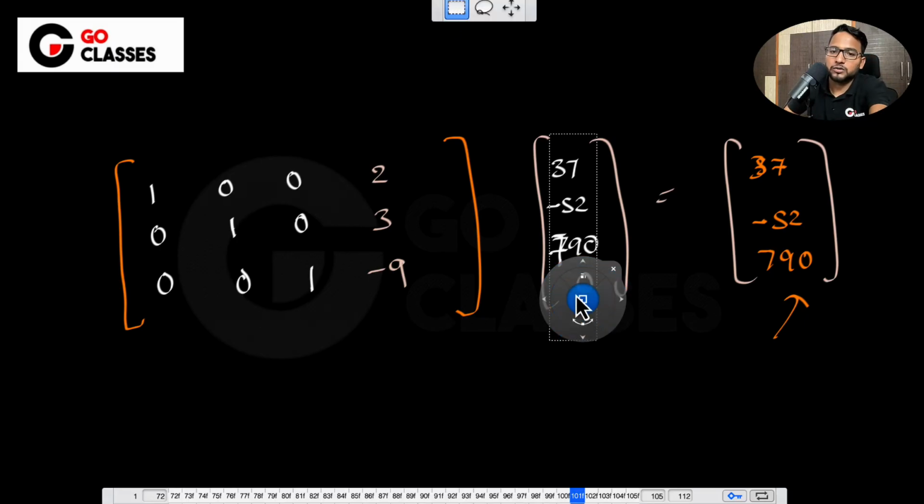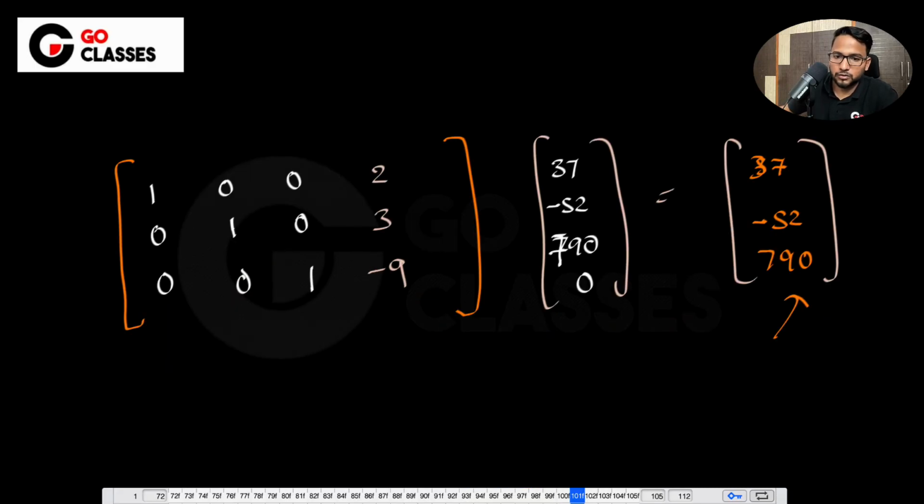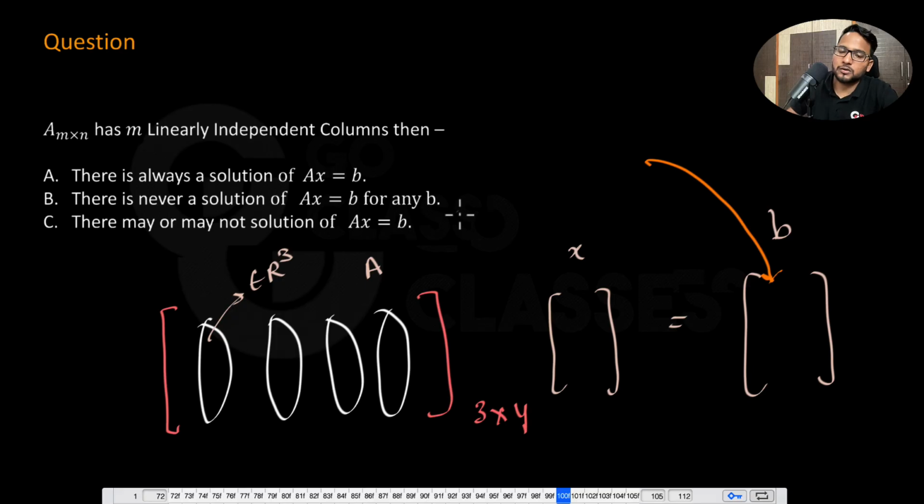I hope you understood. So there is always a solution. Maybe I can just go to this page. So I can say there is always a solution, the reason being that I can produce coefficients for any B. So here the answer is, let me mark the answer here: there is always a solution, right?